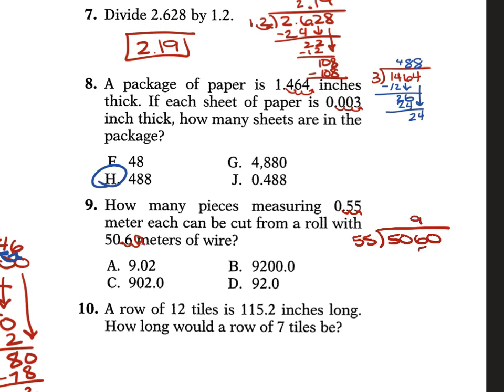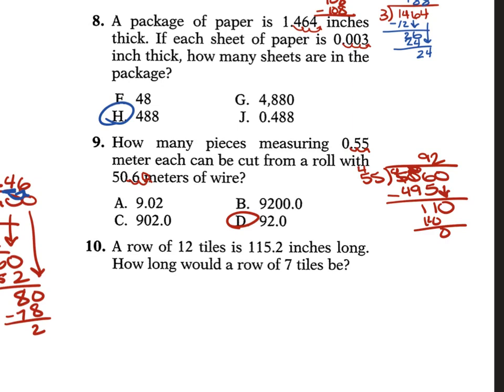9 times 5 is 45. 9 times 5 plus 4 is 49. I subtract these. I'm going to have a 1. This becomes a 10, making the 5 a 4. That's a 1. Bring down the 0. That's 10. 55 goes into 110 twice. Or sorry, yes, with 110. So I have 0 left over. It's just 92.